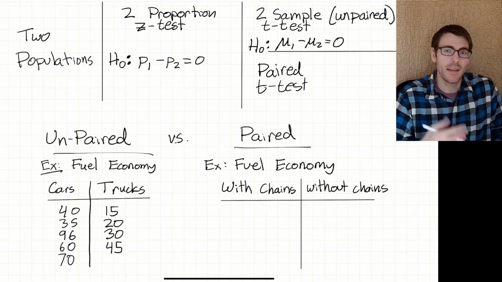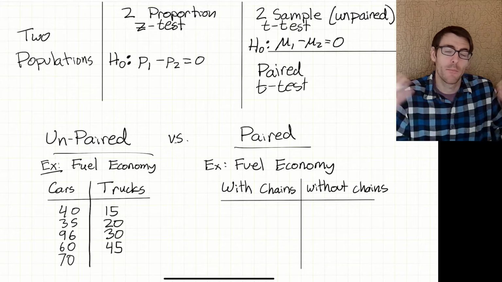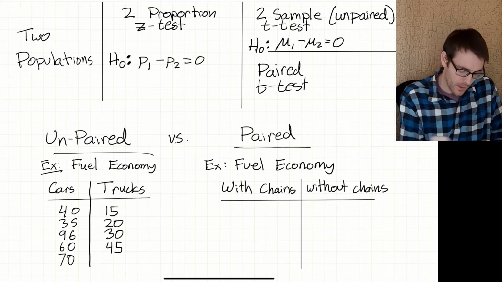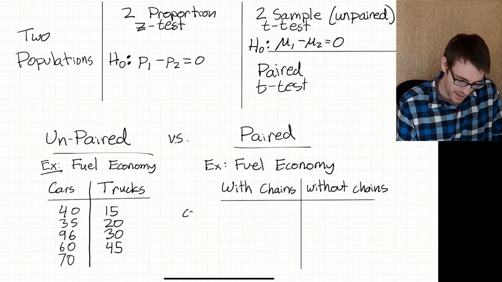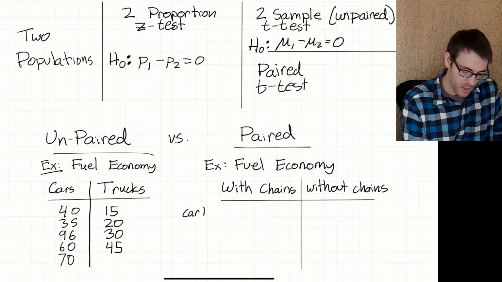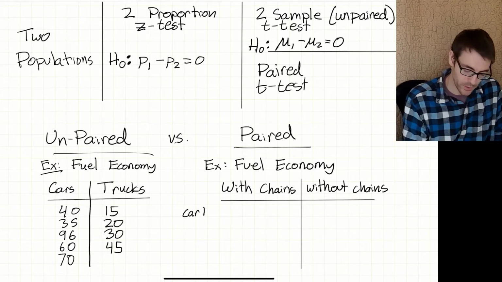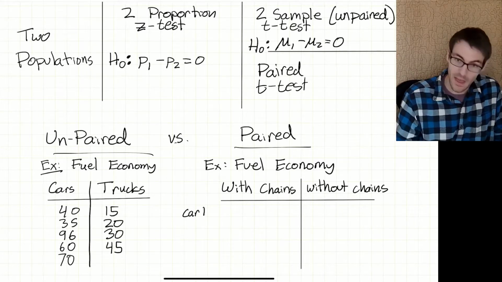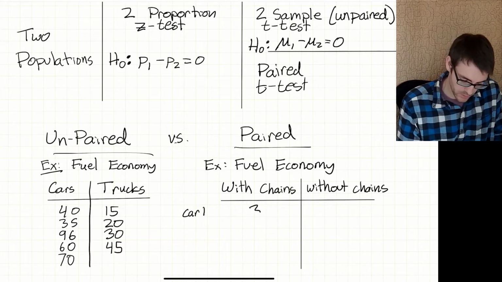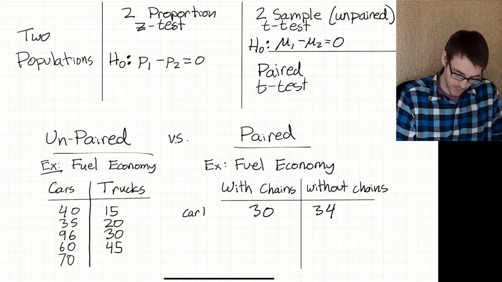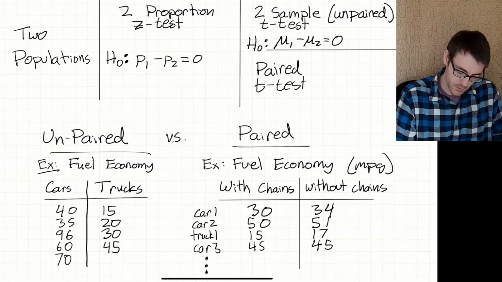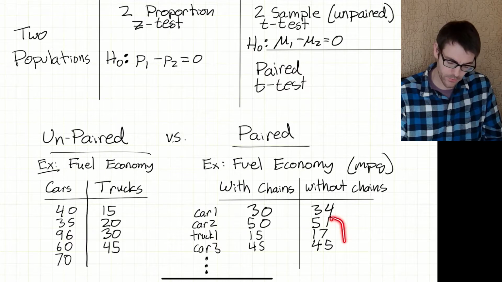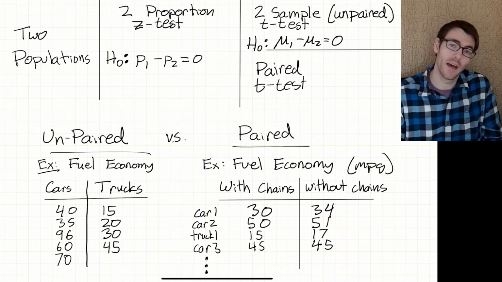we can run a hypothesis test, and it might make sense here to use a paired data set. And what I mean by that is we might have our first car go and measure its fuel economy both with and without the chains. Maybe we'll see something like this. Again, this might be in miles per gallon. And then the same type of thing is true for the rest of the data set.